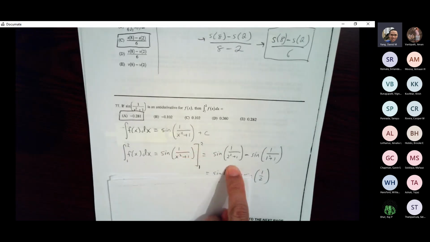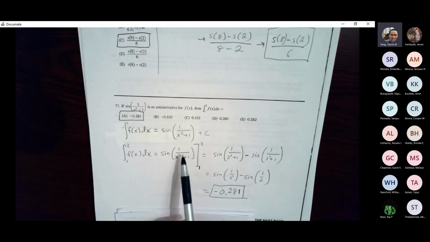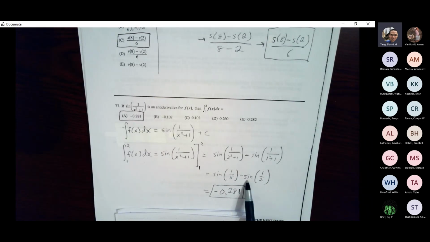Okay, upper bound first. 1 over 2 squared plus 1, which is sine of 1/5, minus, insert 1 in for x, 1 over 1 squared plus 1, which is 1/2. So sine of 1/5 minus sine of 1/2 is equal to negative 0.281.